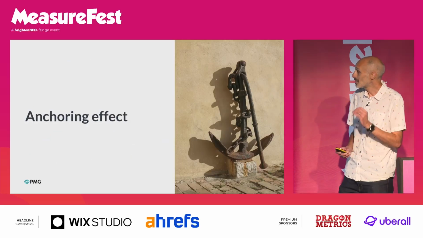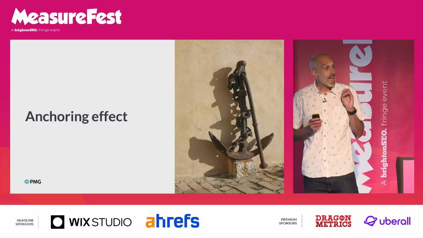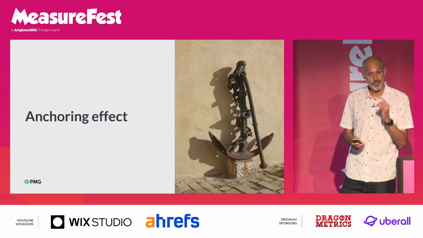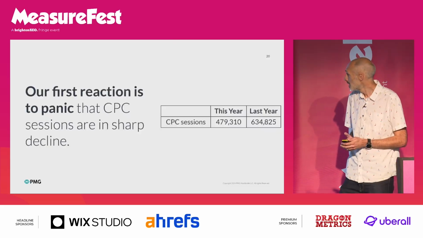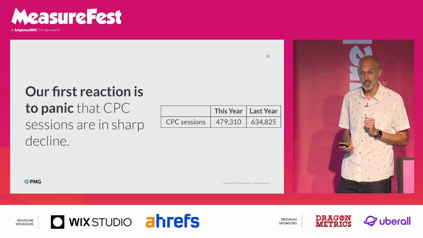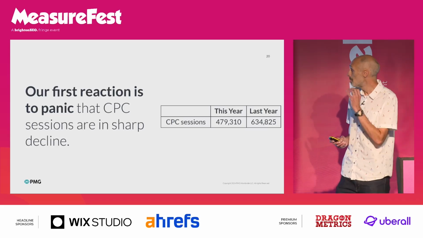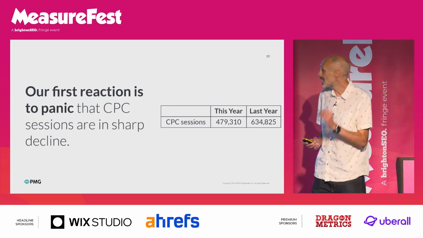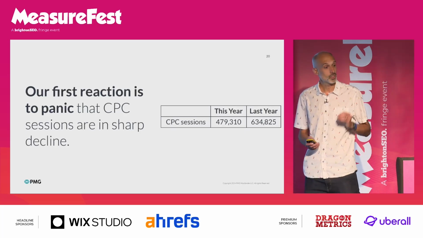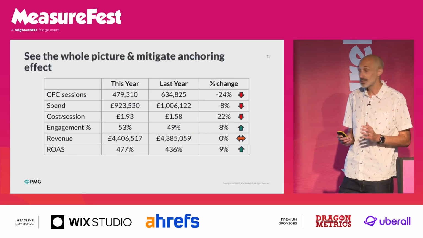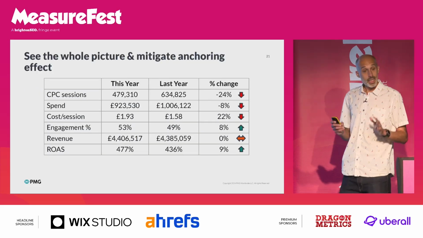Next, we move on to the bias of the anchoring effect. The anchoring effect takes hold when we rely on a single piece of information for our visualizations and insight. A little bit like this example where we've got CPC sessions this year versus last year. A simple visualization, but a restricted data set. Our first reaction here would be to panic that CPC sessions are in sharp decline to the tune of 24% year on year.